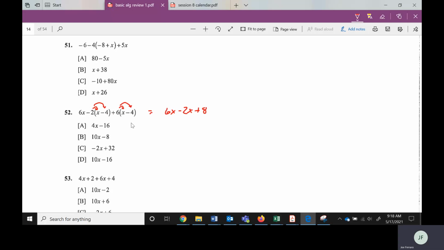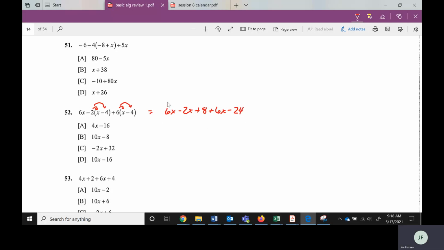Okay. Now we continue. Same thing here. These are next to each other. So we have to go 6 times just x. Both positive, so it's plus 6x. And then a plus 6 times a minus 4. So positive and a negative gives you negative. 6 times 4 is 24.